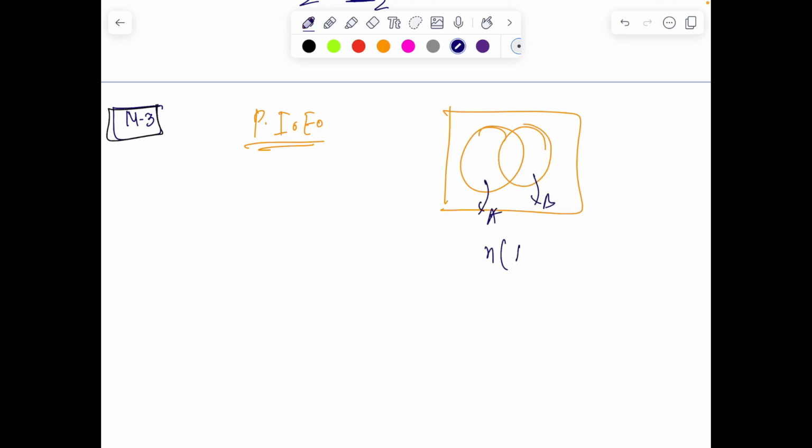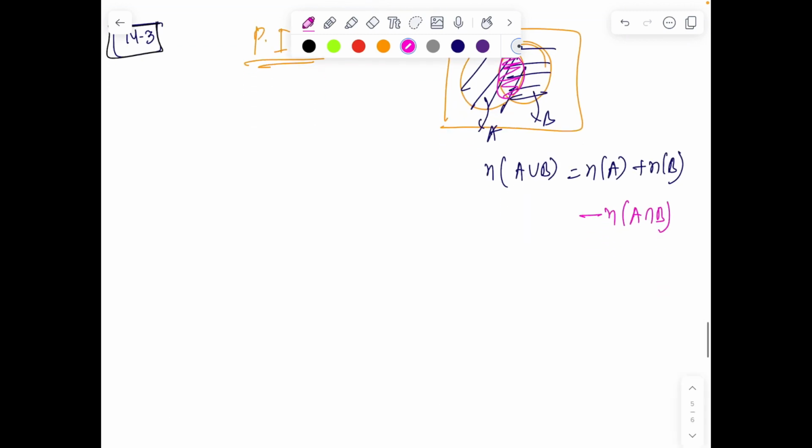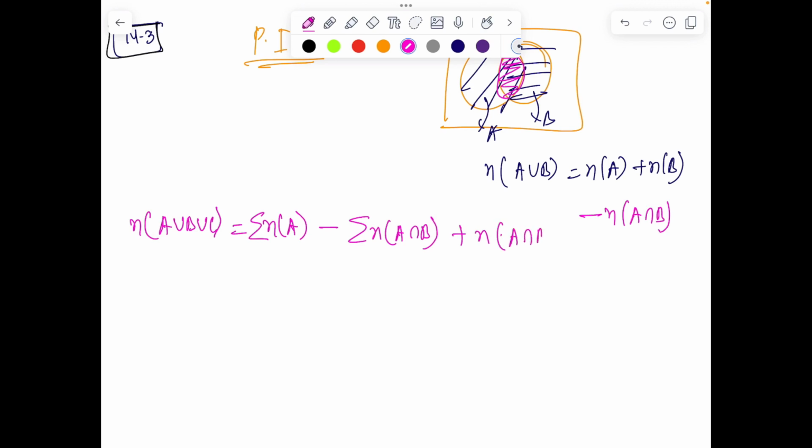If you have two sets A and B, then the number of elements in A union B will be the number of elements in A plus the number of elements in B. When I'm counting all elements in A and B, I have made a mistake by counting the overlap twice, so I have to compensate for the mistake. If you are doing it for 3 sets, A union B union C, we know it will be the number of elements in A plus B plus C, minus the number of elements in A intersection B, and plus the number of elements in A intersection B intersection C.